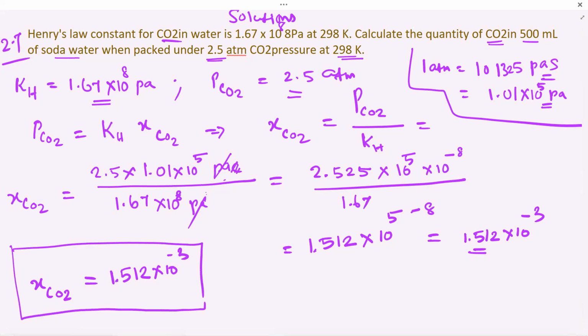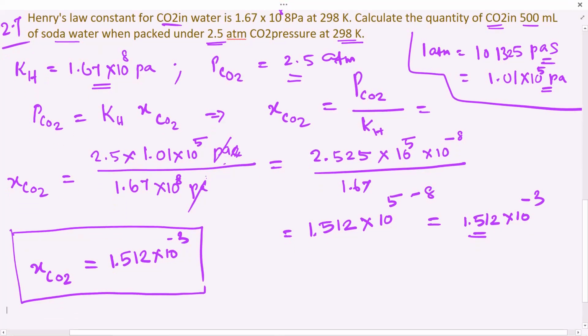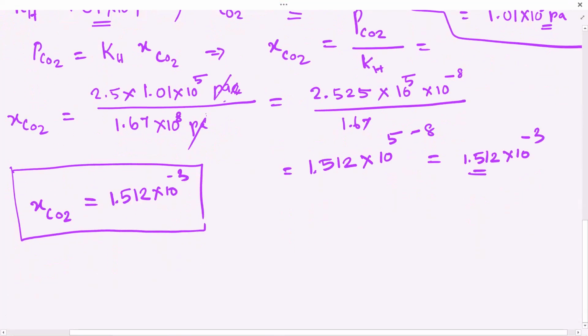We found out the mole fraction. But what did they actually ask for? The quantity of CO2. So what we got here is the mole fraction of CO2. From this we have to go for the number of moles, and from the number of moles we have to go for the mass of CO2. Okay, let us go for the number of moles of CO2.